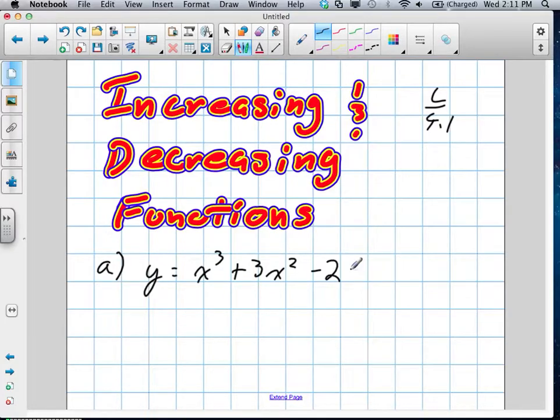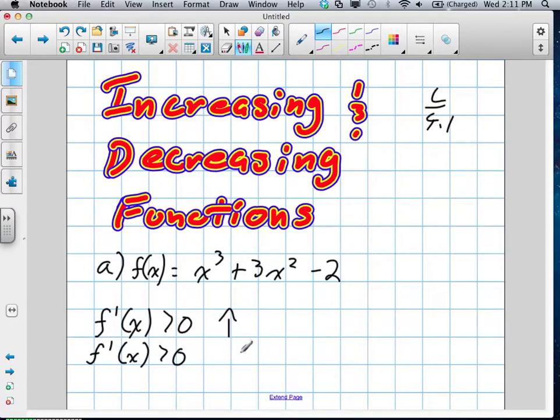Okay? If you guys remember with velocity, if it is positive, that means our velocity is increasing. And if it is negative, it means that our velocity is decreasing. Okay? And what I mean by it, I mean the derivative. So if I'm looking for, let's call this f at x instead. If we're looking at f prime x is greater than 0, then we're increasing. And if f prime x is less than 0, we're decreasing.